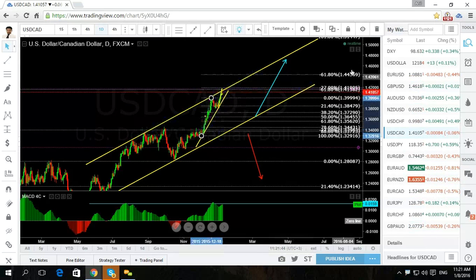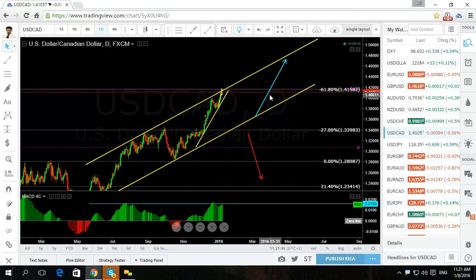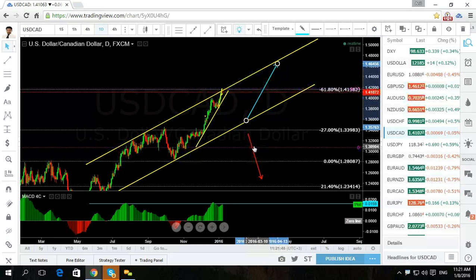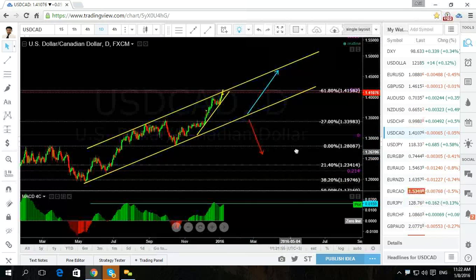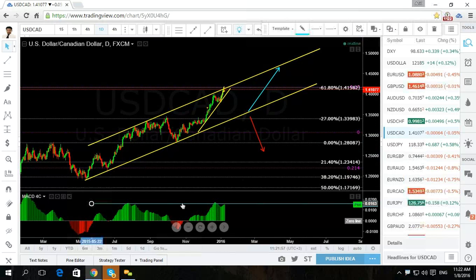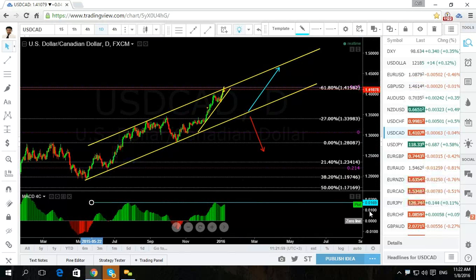Let me take all these fibs out just to give you some vision. At that point, two things will happen. It's going to go out of the structure, or it's going to go up one more leg. Both of those structures are very possible, right? We do have divergence.